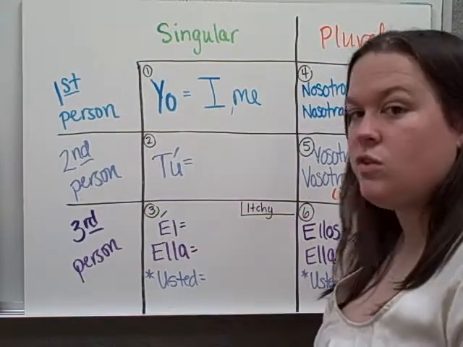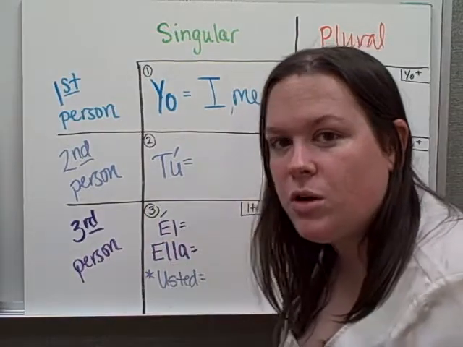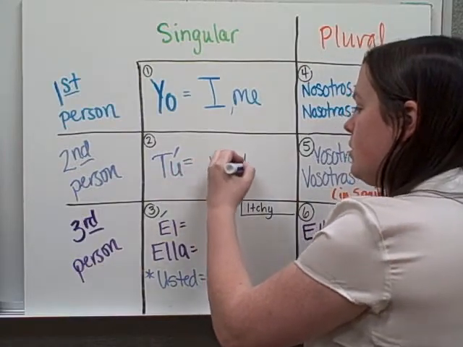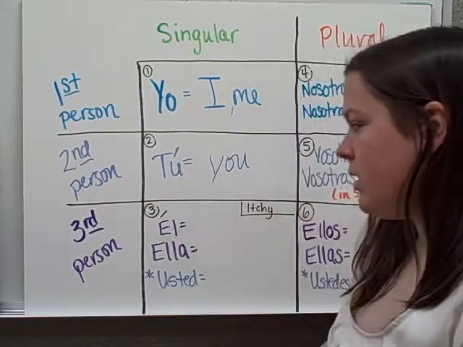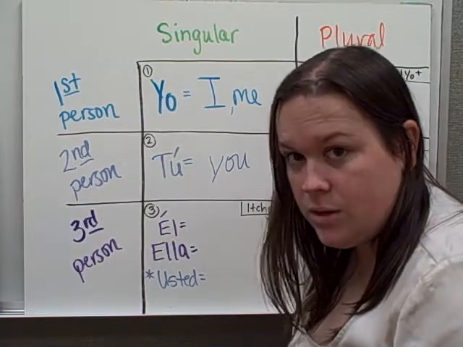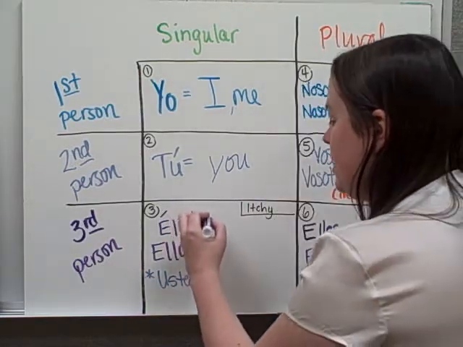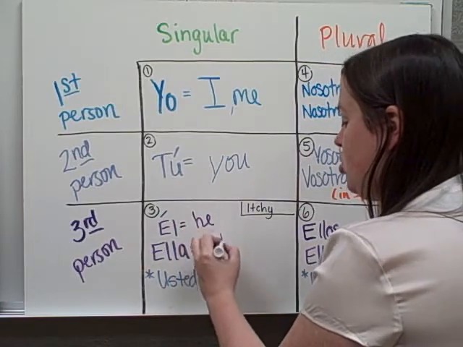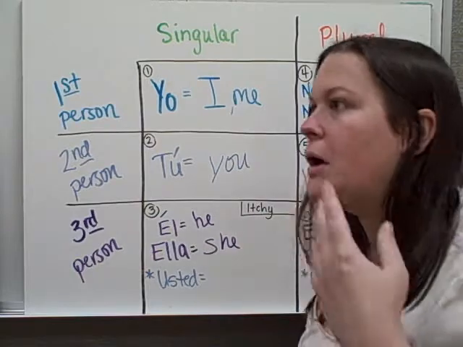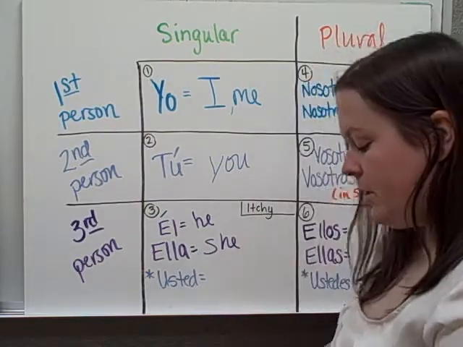Now, second person is when you're talking directly to someone. So when you're talking to one person, tú equals you. Third person is when we're talking about somebody. Okay, so él would be he, ella would be she. And remember, you can also put it in here, like a flower or the weather or something like that.